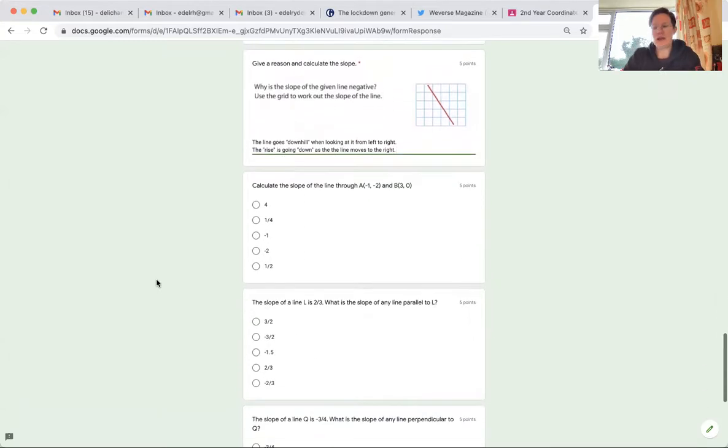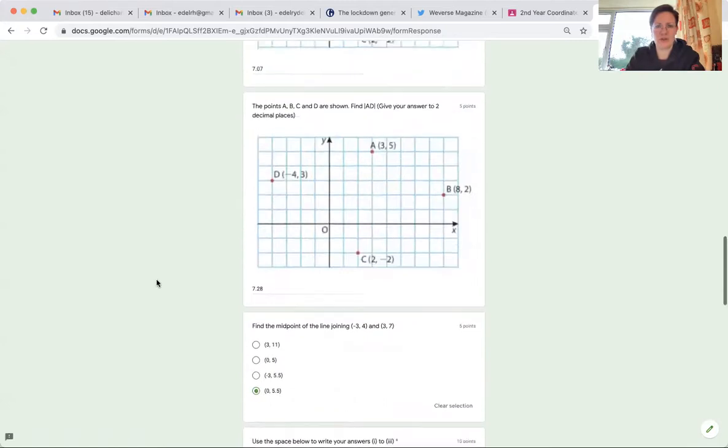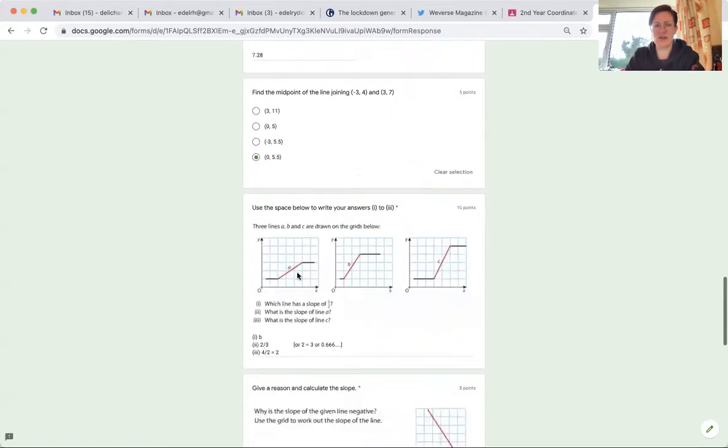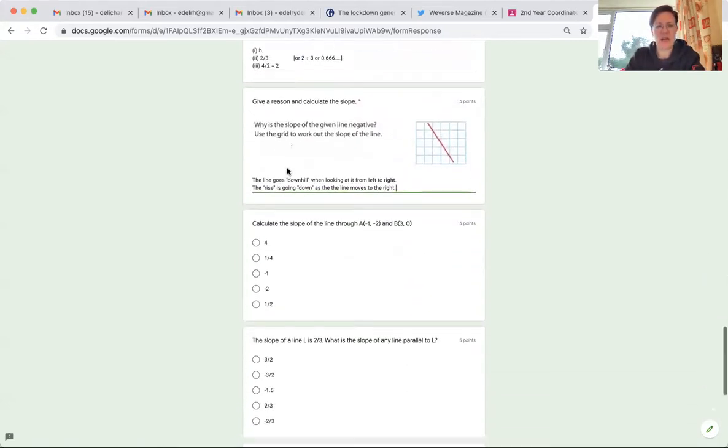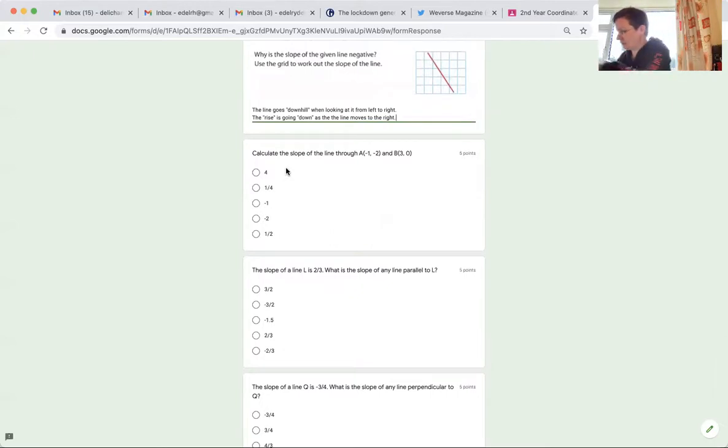Calculate the slope of the line through these 2 points. So let me just check which number question I'm on. This was question 6, question 7, question 8. So for question 9 now, we need to use the slope formula. So my slope formula is the difference between the y values divided by the difference between the x values. I wonder if you can see that on your screens or if it's too small.